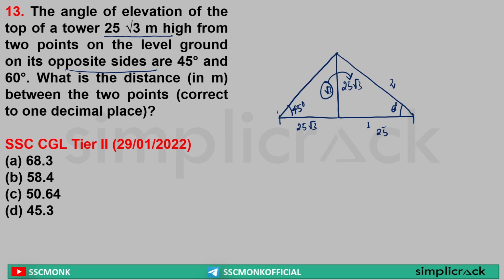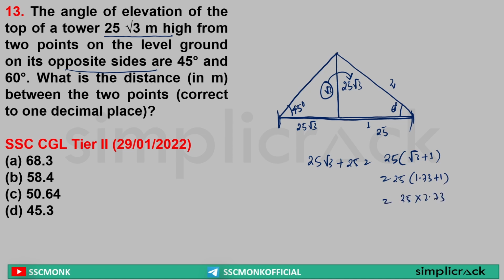Sir, it is asking what is the distance between these two points. That is equal to 25 root 3 plus 25. Sir, if I take 25 common, I can write root 3 plus 1. Yes or no? Yes sir. Sir, root 3 can be written as 1.73, plus 1. That is equal to 25 into 2.73.